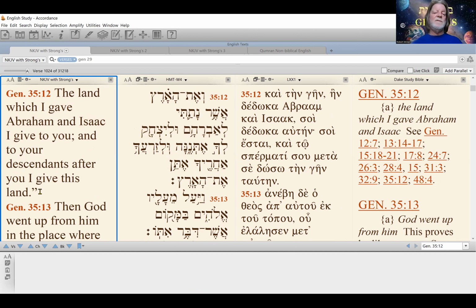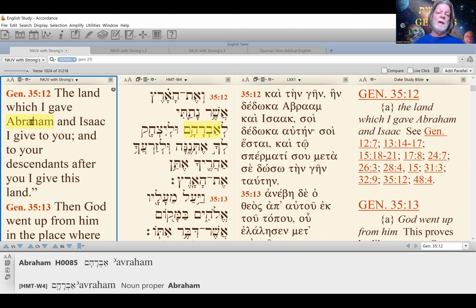Verse 12, the land which I gave Abraham and Yitzhak, I give to you and to your descendants after you. I give this land. So God chose to give this promised land, which we defined before, from the river of Egypt to the great river Euphrates. He chose to give it to Abraham, not to his brother Nahor, and not to his brother Haran. And Abraham had at least two sons, Isaac and Ishmael. It was not given to Ishmael. Ishmael got a blessing from God, but the chosen son, Isaac, received the land and not his brother.